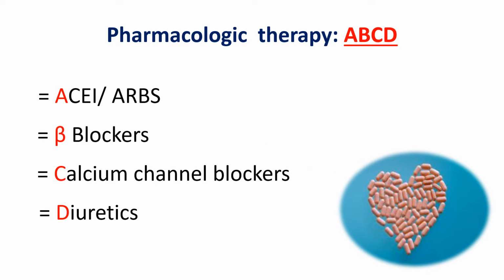Now, treatment, pharmacological interventions, that's where the A, B, C, D come from. We can divide the treatment protocol in four major drug classifications, if you will. The A stands for ACE or ARBs, B is your beta blockers, and C is calcium channel blockers, and D are your diuretics.